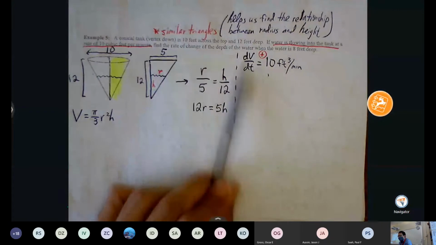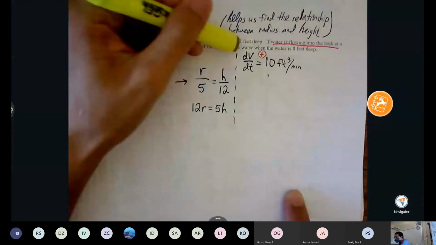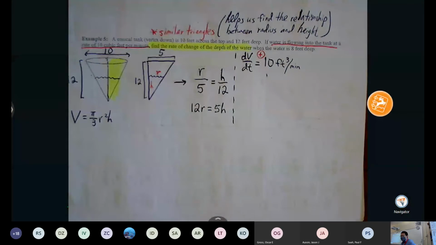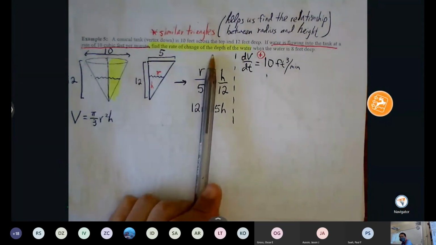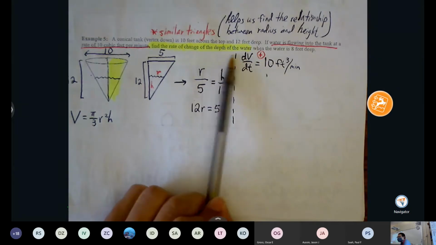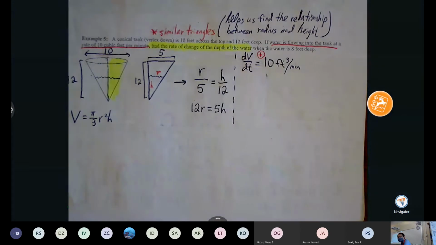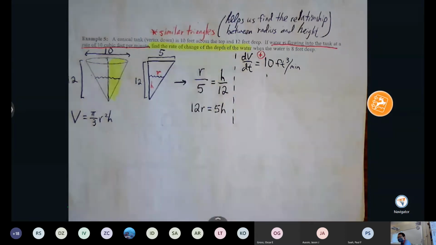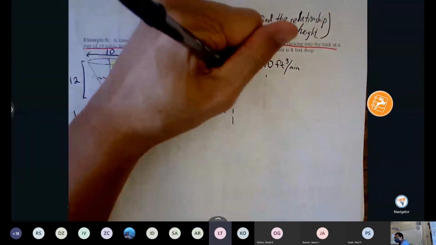Find the rate of change of the depth of water. Okay, so that's what we're looking for here. So what is that talking about? What's depth of water talking? What variable is that referring to? H. So H, yep. And now rate of change of that must be dH dt. dH dt. Good. dH over dt. Good.